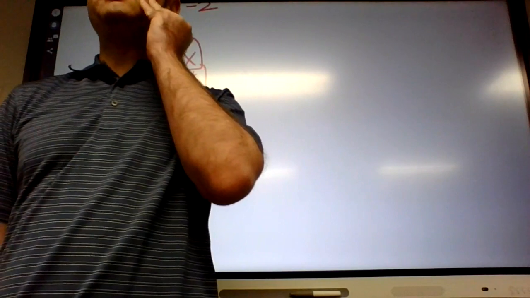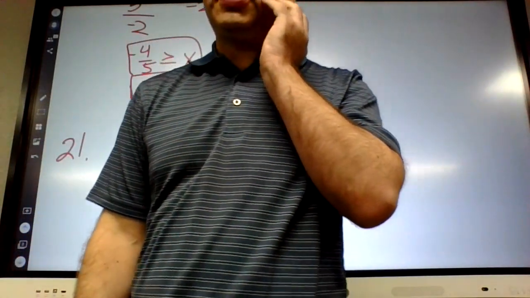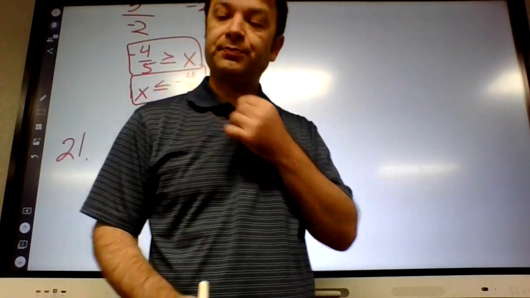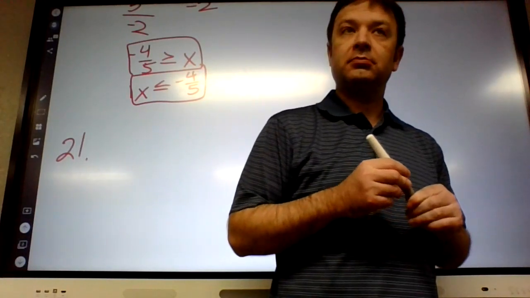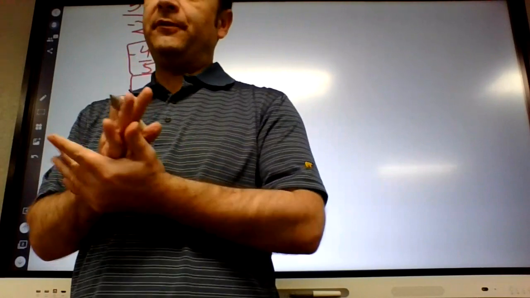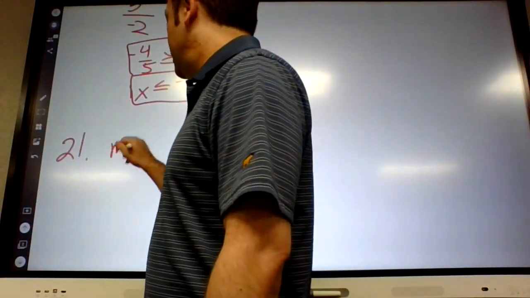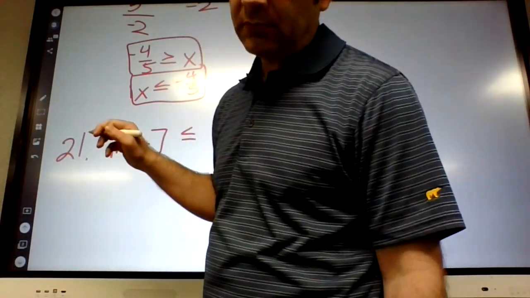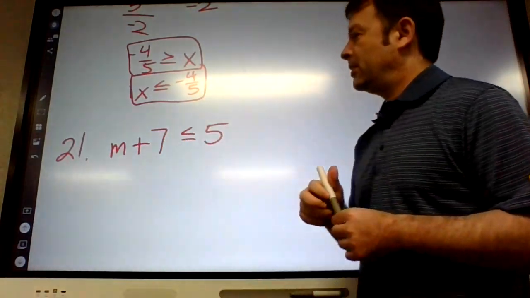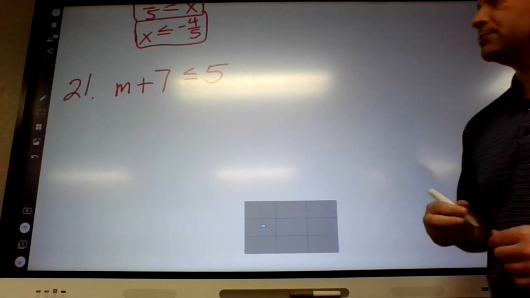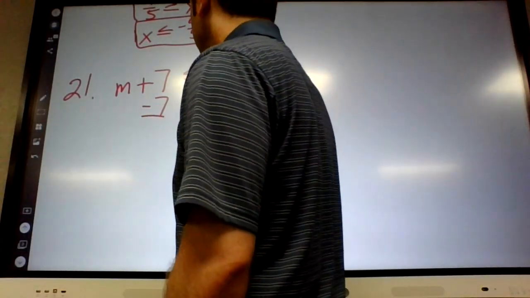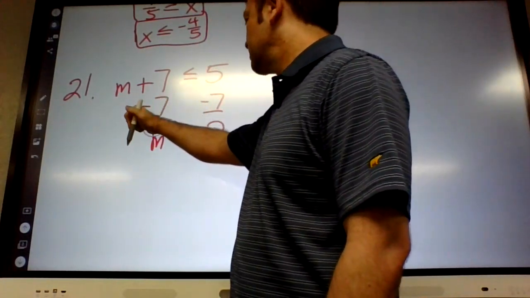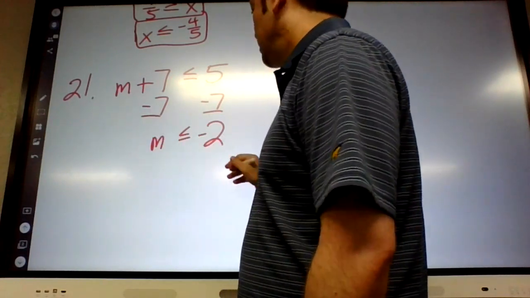All right, Abby, what should we do first on number, lost my place, 21? Yeah, let's add the 3 and 4 together, so it'd be m plus 7. Save ourselves a step there. Less than or equal to 5. And then, what would we do? Abby, what would we do to solve? All right.